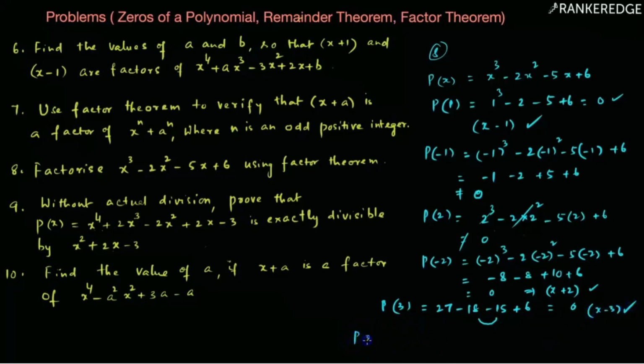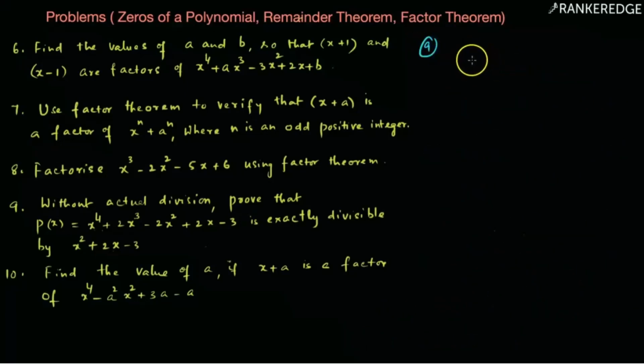Therefore, I can write p of x is equal to product of all the three factors. X minus 1 into x plus 2 into x minus 3. This polynomial p of x is a cubic polynomial and hence it will have three factors. If it's a quadratic polynomial, it will have two factors. Ninth one.